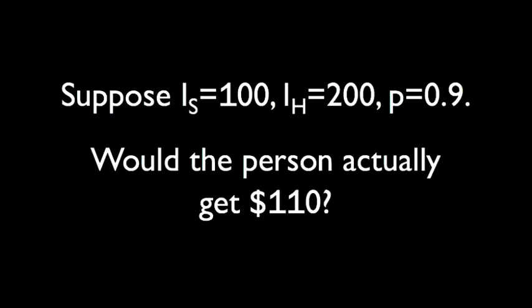Let's keep these same numbers. So IS is still 100, IH is still 200, P is still 0.9. The next question is, would the person who has these numbers actually get an income of $110? The answer is no. He doesn't realize the expected income. He'll either get $100 or he'll get $200.